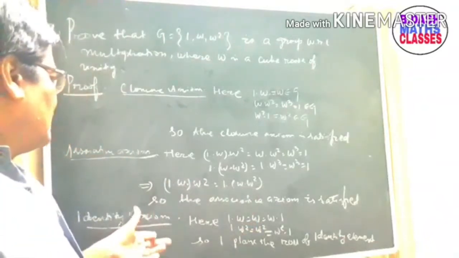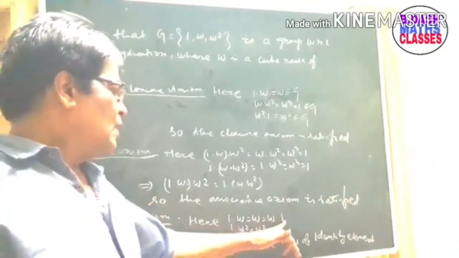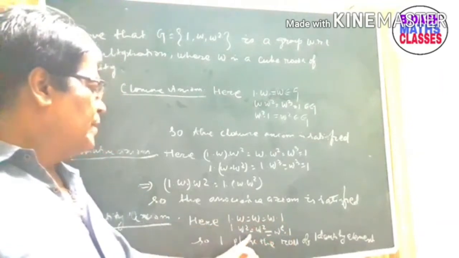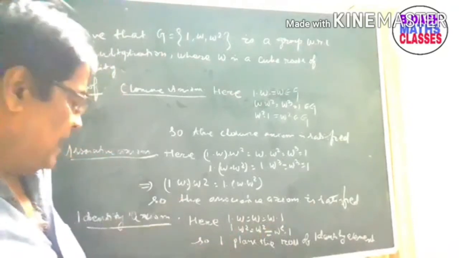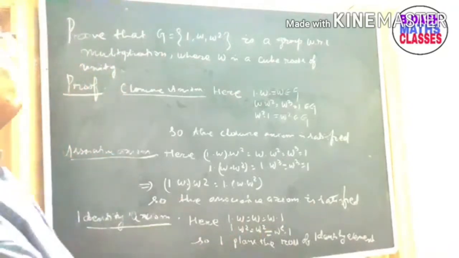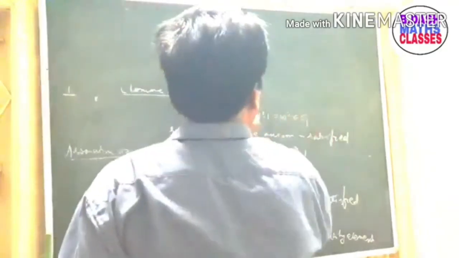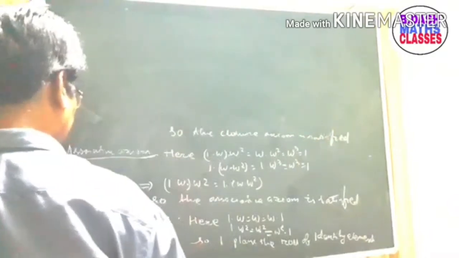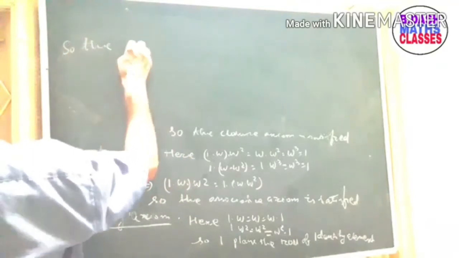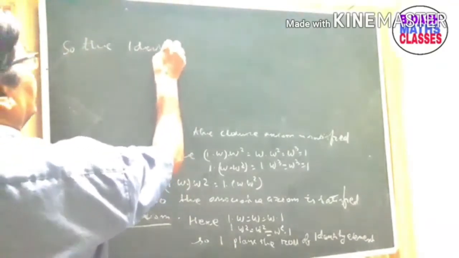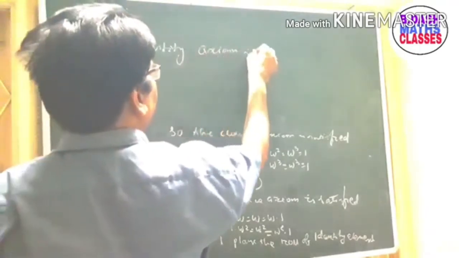After that, let us proceed to the identity axiom. Here 1 × ω = ω, ω × 1 = ω. 1 × ω² = ω², ω² × 1 = ω². That means 1 plays the role of the identity element. So the identity axiom is satisfied.